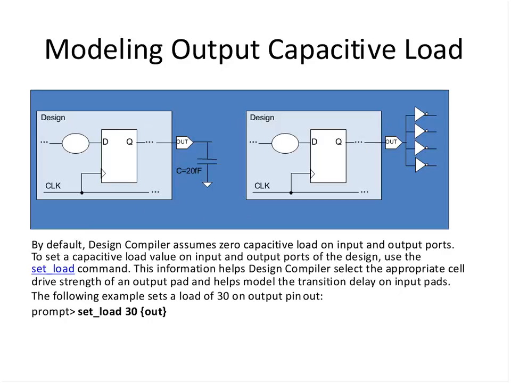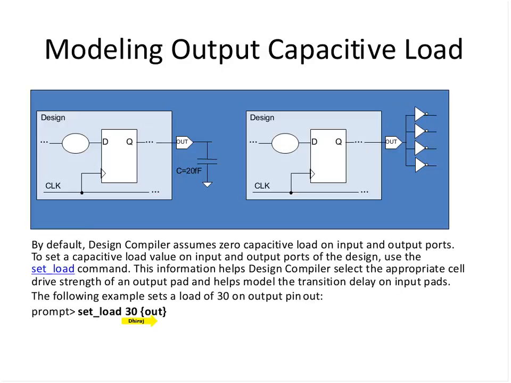How do we model this? We model this using the set_load command. Directly we tell DC that my output drives, for example, a cap of 20 femtofarads. So this is the command: set_load, the cap value, the units will again come from the library, and the output port. By default, if you don't do this, it will assume zero capacitive load, and that is not correct. It is not accurate.